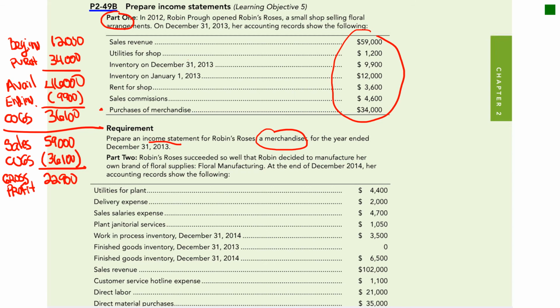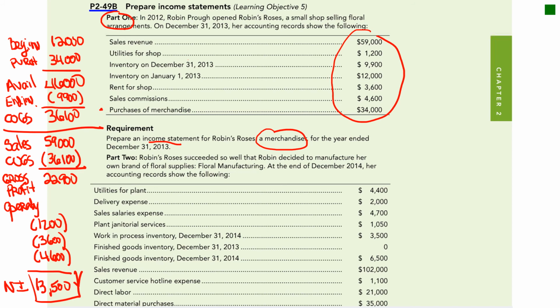Now, basically you have your cost of goods sold, which essentially is kind of like a product cost type of expense. And then everything else below that is going to be your operating expenses. And so if we go back up, you've got utilities of $1,200. So we're going to deduct that. We have the rent, which is $3,600. We're going to deduct that. And we also have some sales commissions of $4,600. We will also subtract that. And once we do that, we're going to get a net income or operating income of $13,500. I'll just write NI for net income. And that's basically part one.